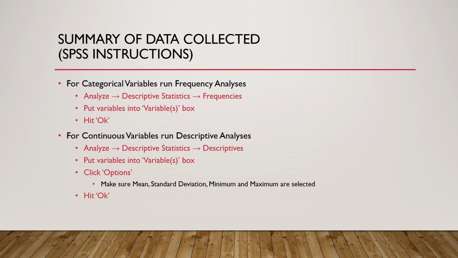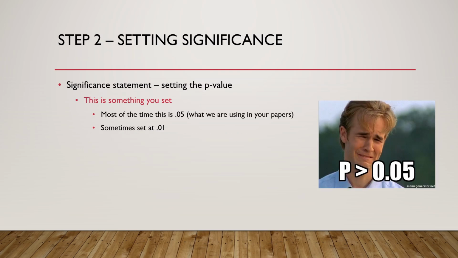And then click OK. I'm not including any screenshots here because this is stuff we've gone over in previous labs, at least 2 different labs. So if you have any questions, go back to those labs and check it out. But by this point, you should be pretty familiar with how to run this and how to live within that Analyze drop-down tab. The next step is to set your significance.